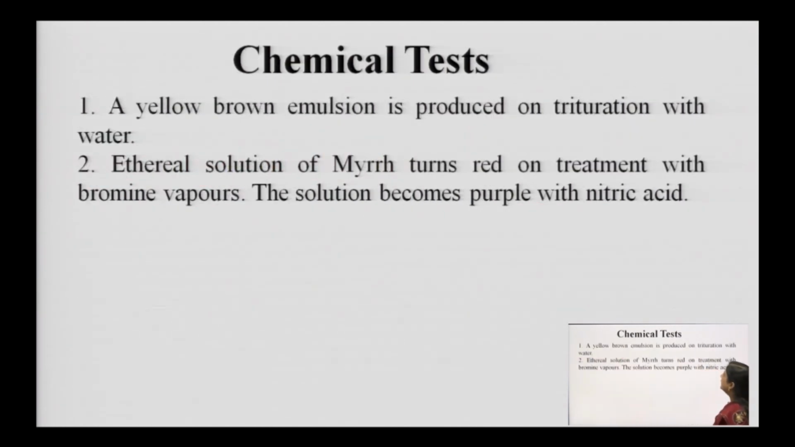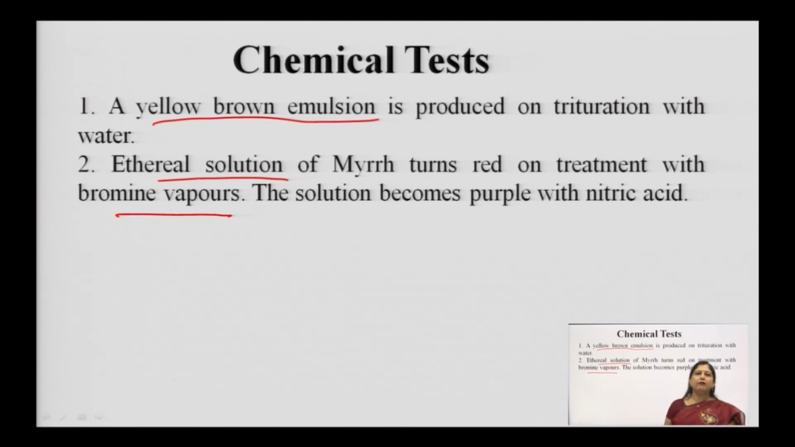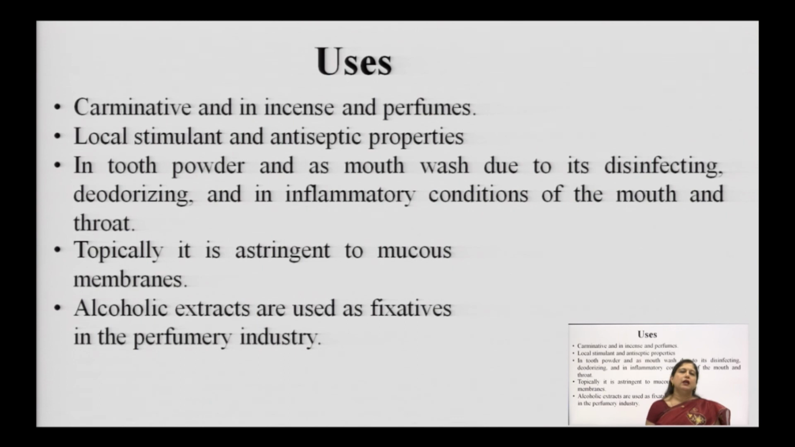The chemical test here is that a yellow brown emulsion is produced when we triturate it with water, and the second test is that if we mix myrrh in ether, then it turns red on treatment with bromine vapors. Bromine vapors are passed through an ether solution of myrrh, it produces red color. Then when we keep it and add nitric acid, it becomes purple in nature.